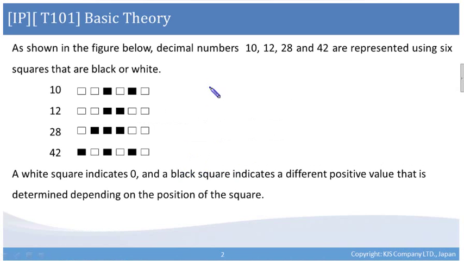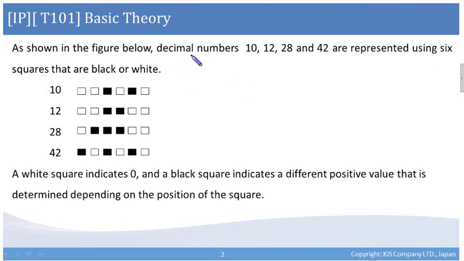As shown in the figure below, decimal numbers 10, 12, 28, and 42 are represented using 6 squares that are black or white. A white square indicates 0, and a black square indicates a different positive value that is determined depending on the position of the square.